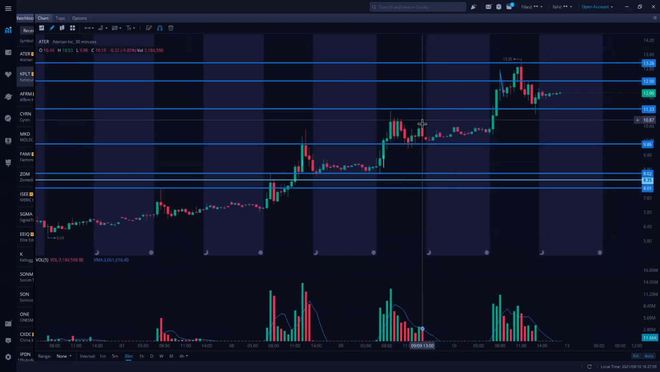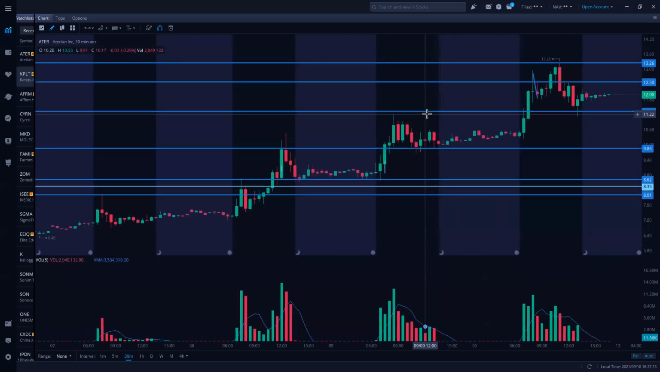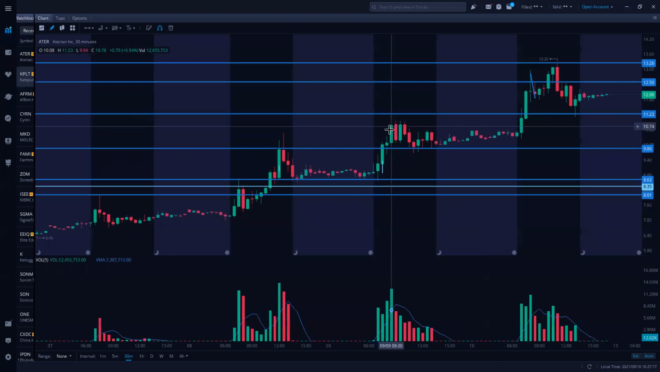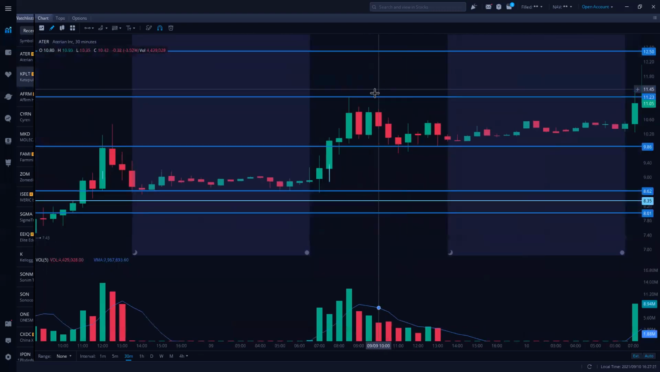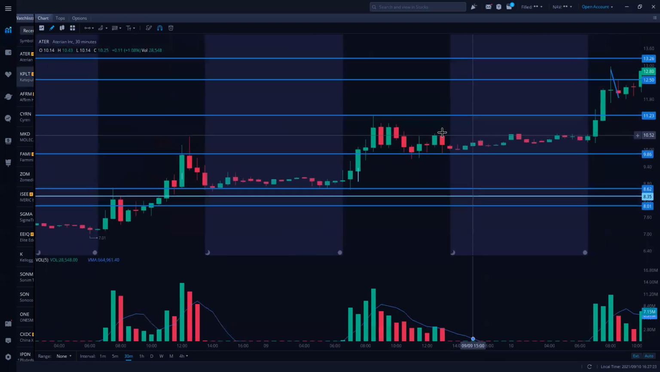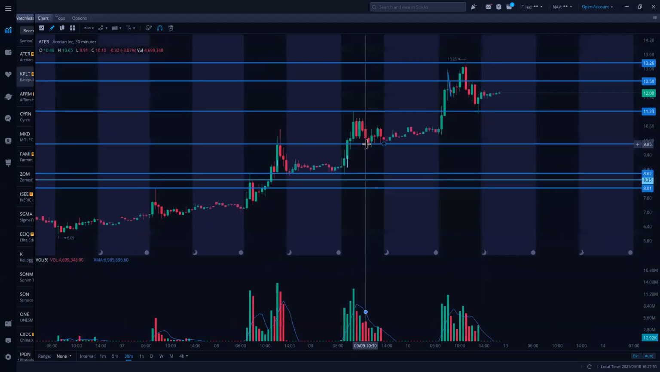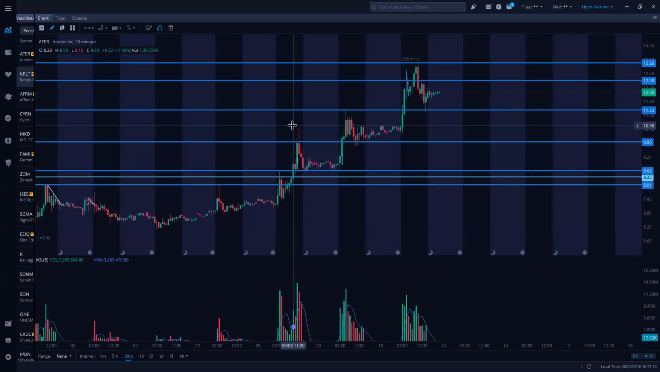So we can see ATER was consolidating very nicely, and it broke over this high. Right here, we could not break this area. Obviously, that's why we rejected. You can see that wick right there, that upper wick. We consolidated above this support, and we finally just broke out. I think this is definitely top potential for next week by far. It just looks great. It could definitely go 20 plus. And the reason this has been running is because I think it's one of the most shorted stocks on the market.